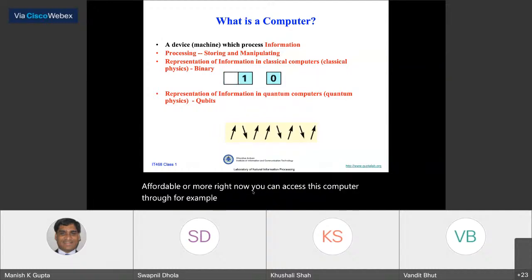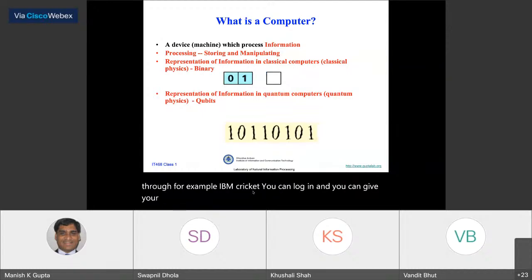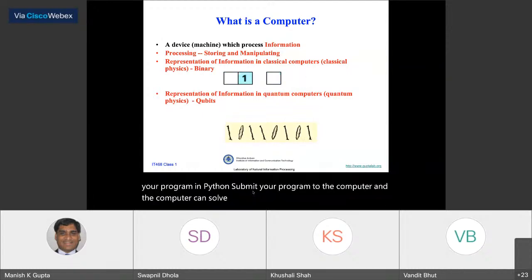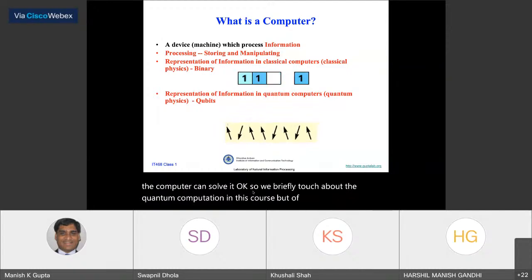You can log in, write your program in Python, submit your program to the computer, and the computer can solve it. Okay, so we'll briefly touch on quantum computation in this course, but of course, there are plenty of things to learn.